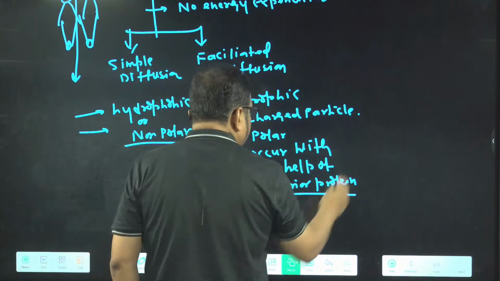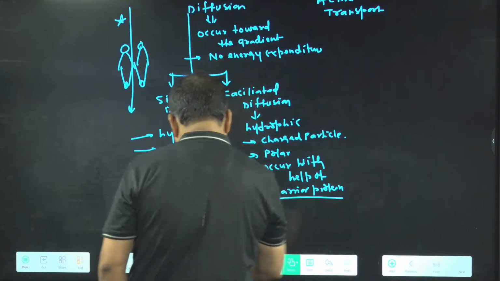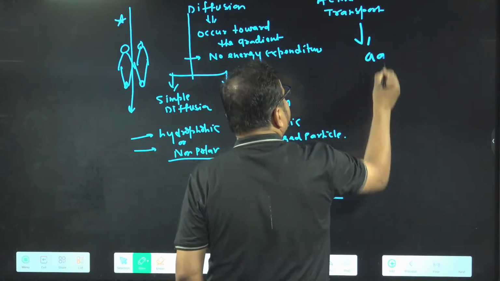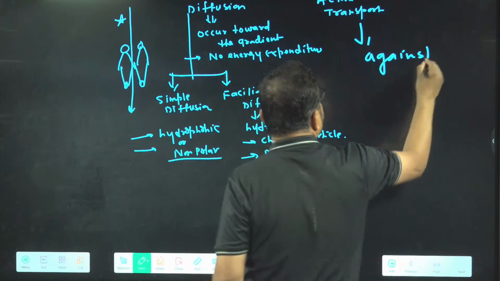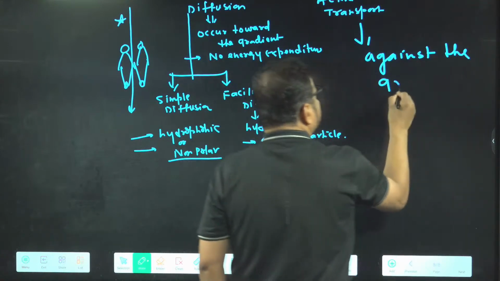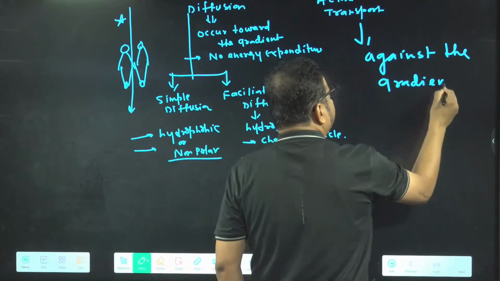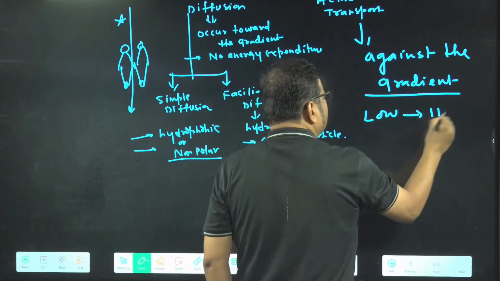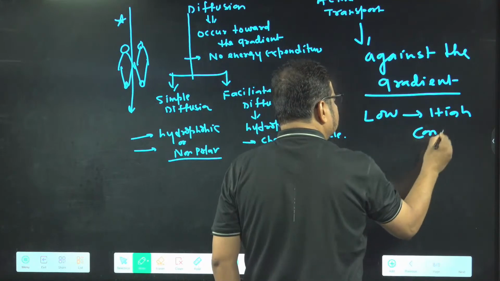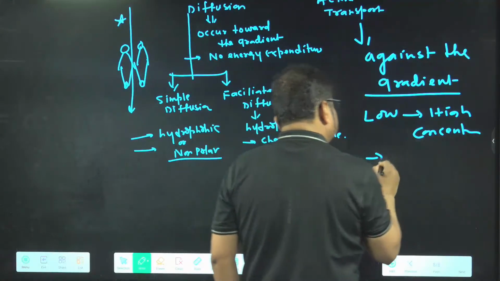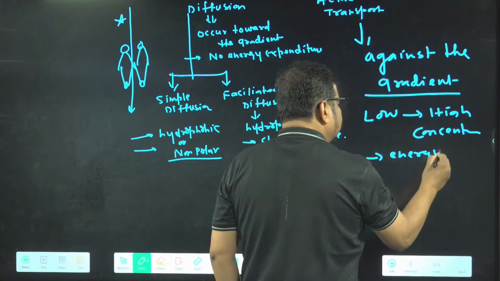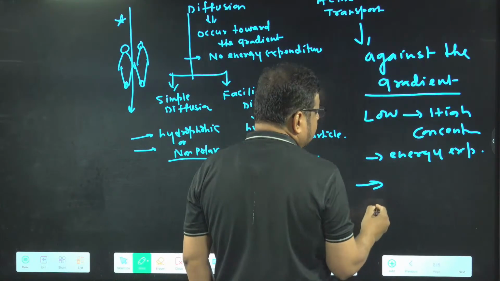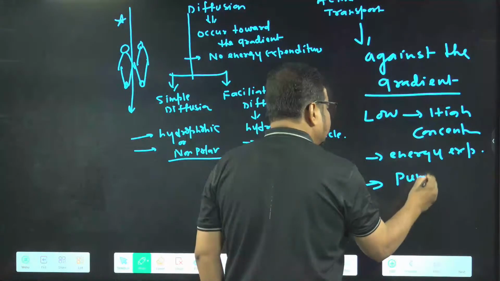Facilitated diffusion. And the third type of transport is active transport, which occurs against the gradient, from low to high concentration. Energy expenditure occurs, and pump protein participates.